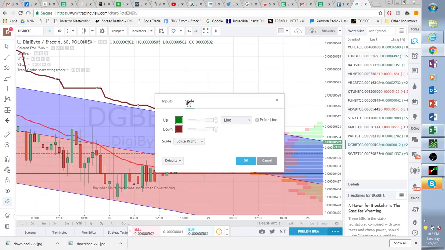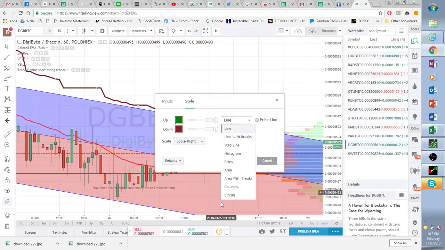On the style side, I use a line. You can use other things. You can use dots if you want, or circles.